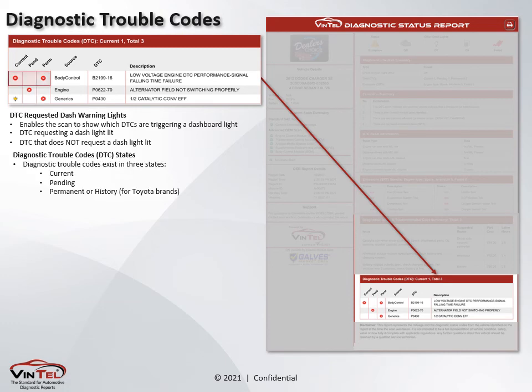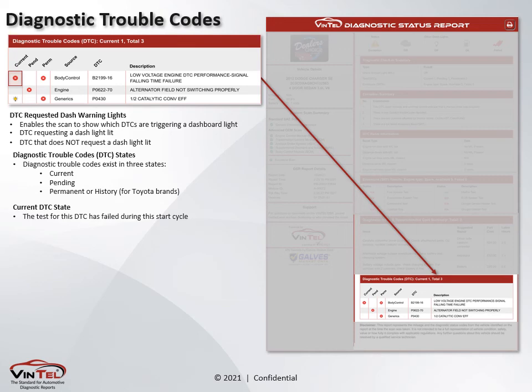The final topic in understanding DTCs is the DTC state. Now, there are 3 available states: current, pending, and permanent, or history if you're a Toyota OEM. And every DTC has the capability to set the state. Now, some DTCs, such as ABS or airbags, do not have pending, only permanent and current. But again, the VinTel system accurately depicts that by highlighting which DTCs are active in what state.